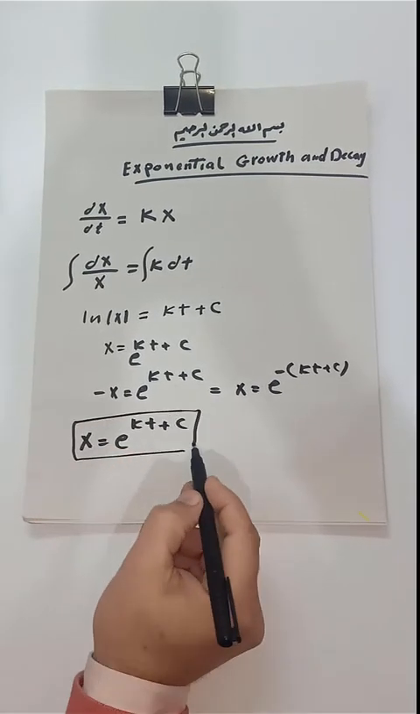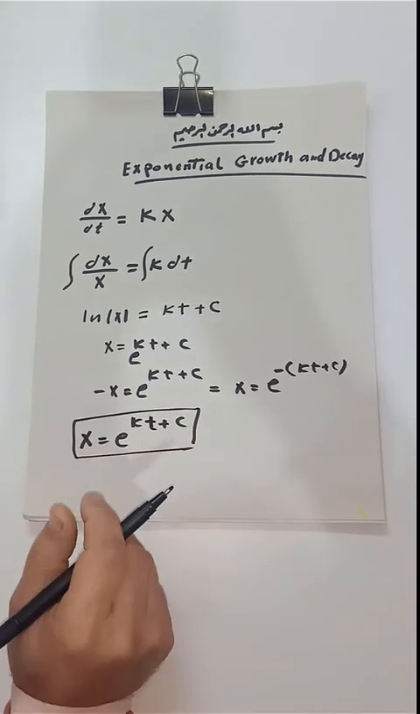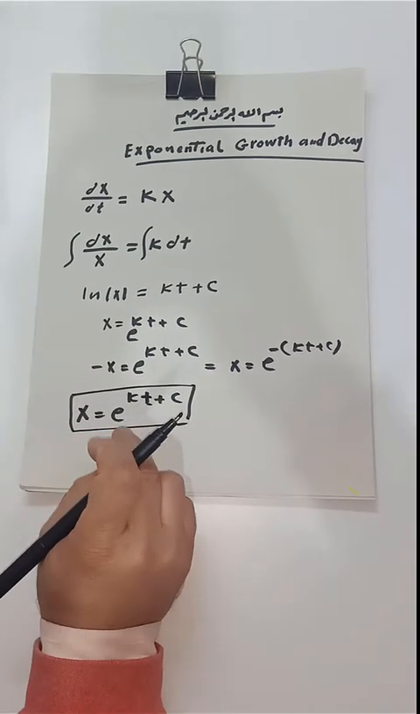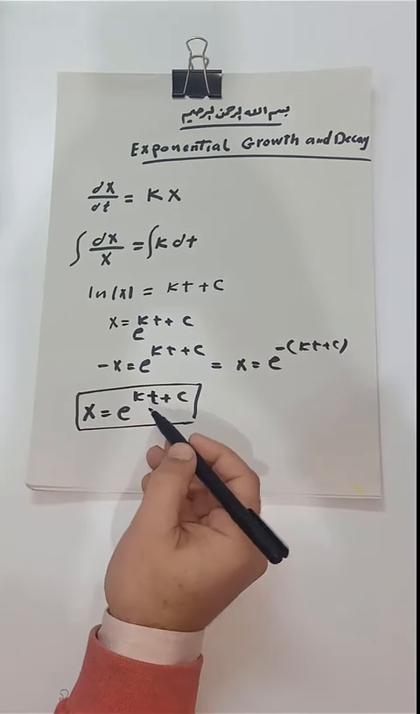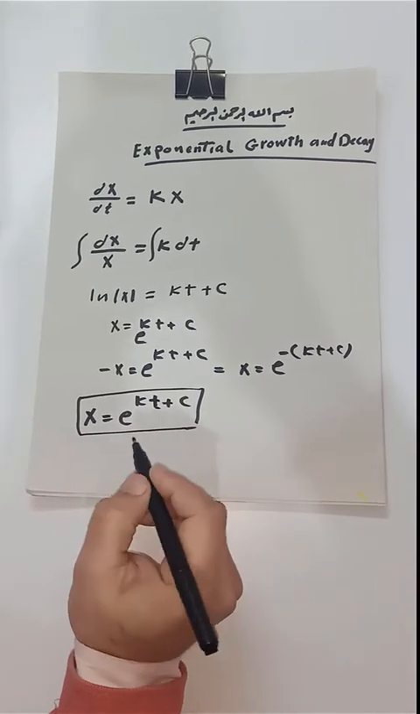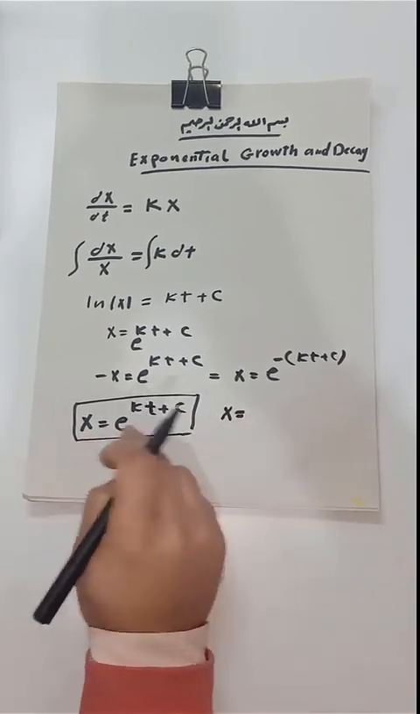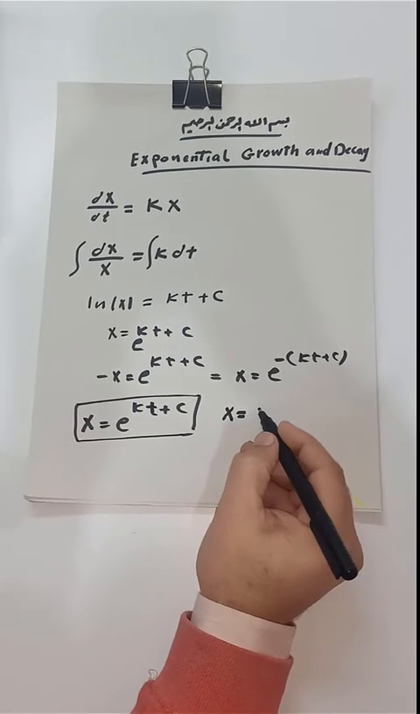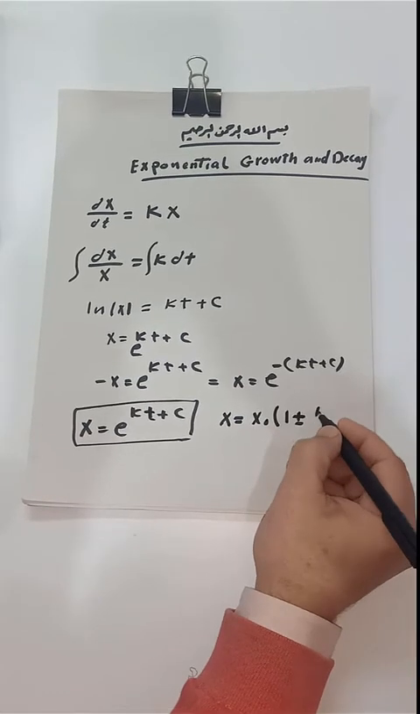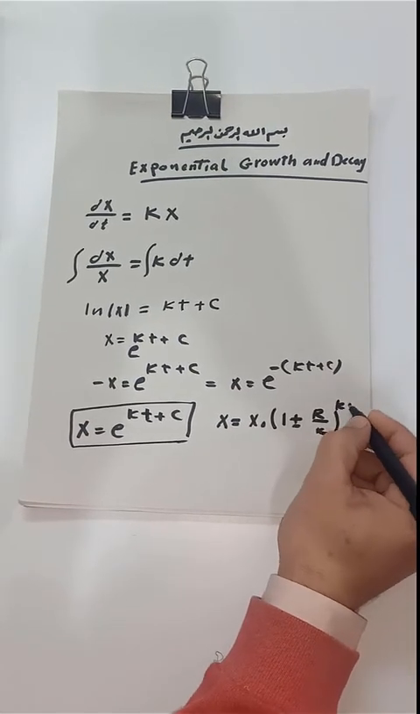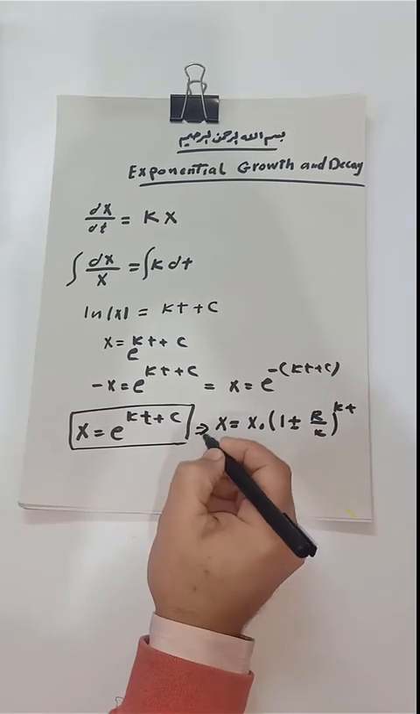The formula to find x at any time, by growing or decaying. We need this formula to find x at any time continuously. So what is the difference between this formula and the formula we had before? x equals x dot times (1 plus or minus r over k) to the power kt. This is our problem to solve.